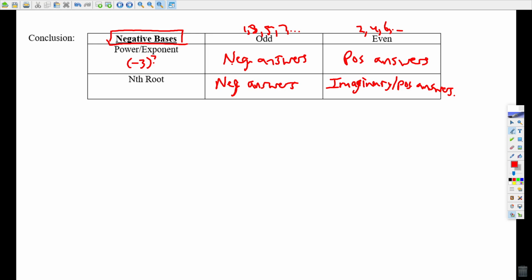So anytime we do problems like this, you might want to go back and look at this table to understand what you're going to get. The good thing is no matter when you have an odd power or an odd root, it doesn't matter. With negatives, you're always going to get a negative answer. The only difference is whenever you have evens, you have to worry about, well, is it a power or is it a root?